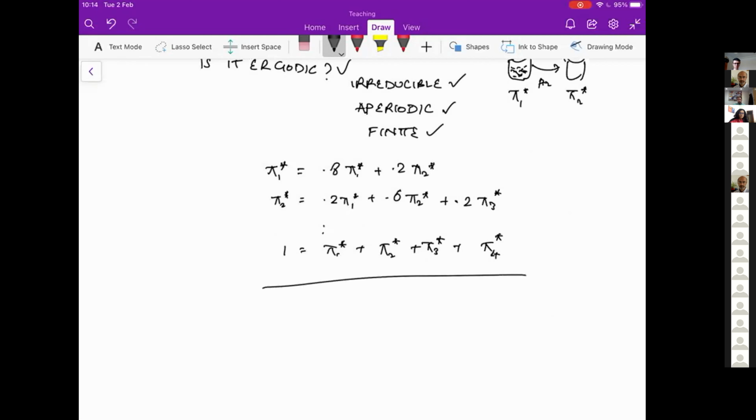If you solve all of these, you get pi 1 star equals pi 2 star, and they're all equal to 0.25. You can solve them using just Gaussian elimination, or if you're feeling lazy, you can find an online linear system equation solver, plug in the values, and it'll tell you the answer. Either way, you can get the answer. Any questions about this?